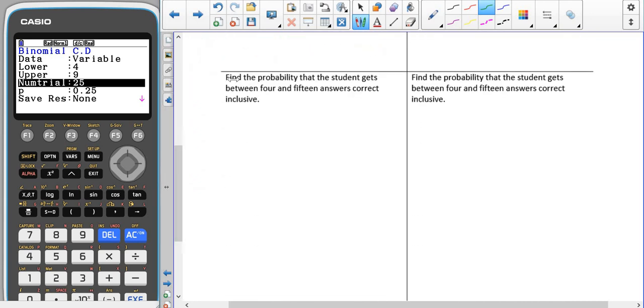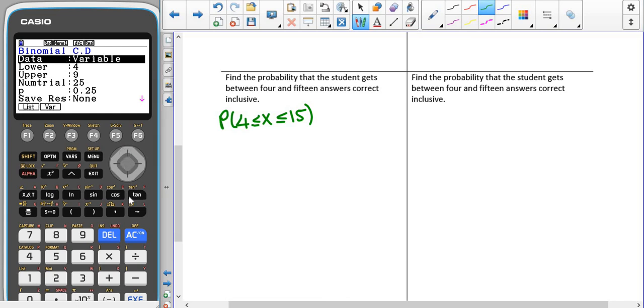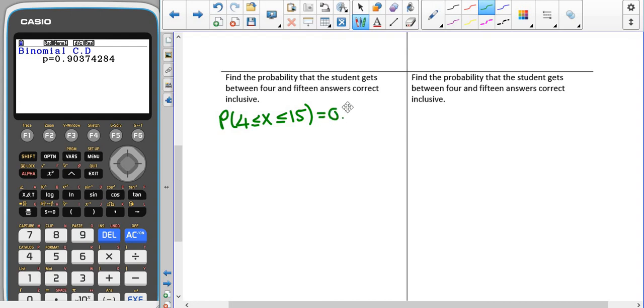So looking at another one, find the probability that a student gets between 4 and 15 answers correct inclusively. So that means that we are going to include 4 and we're going to include 15. So this one's actually a little bit easier. So looking at the probability that 4 is less than or equal to x is less than or equal to 15, with the new calculator, we can just put that straight in. Lower is 4, upper is 15. And that gives us 0.904 to 3 significant figures.